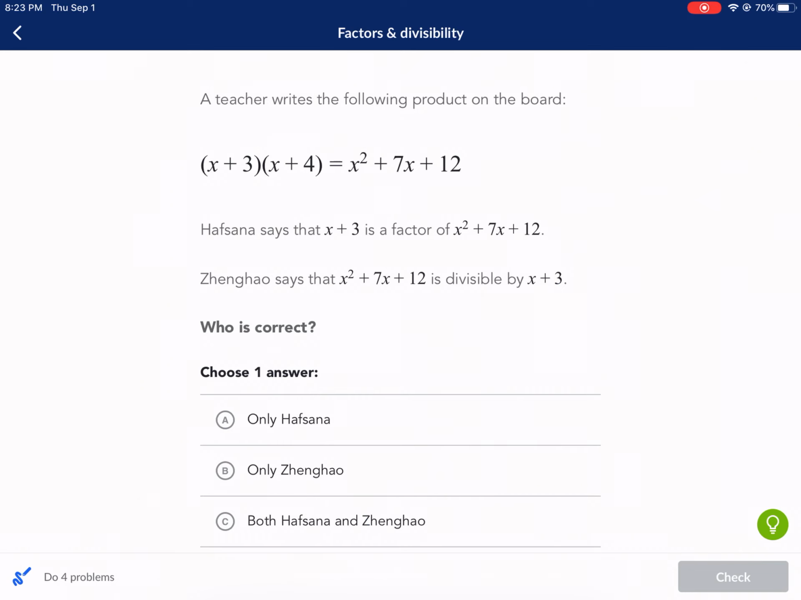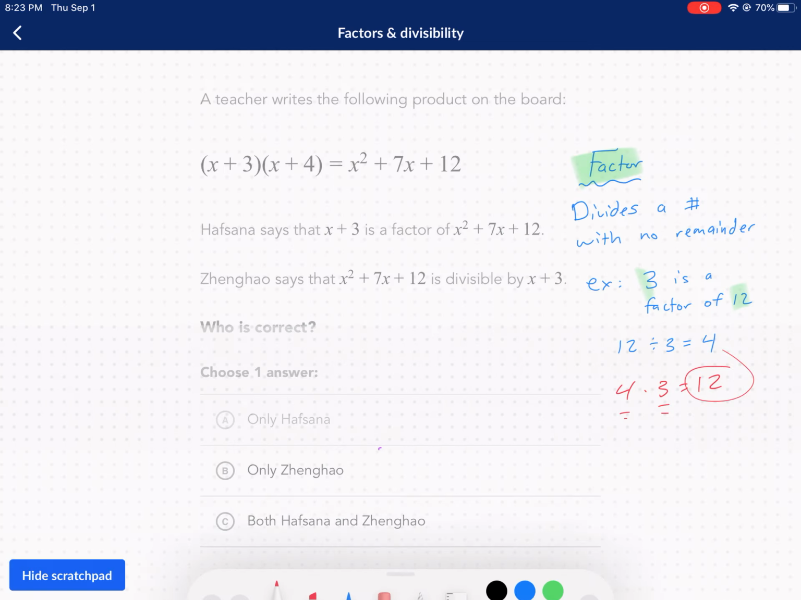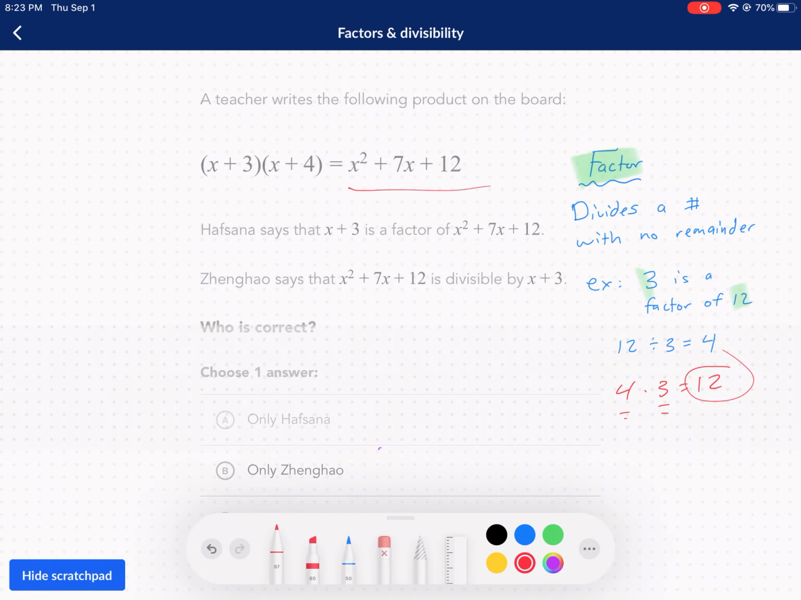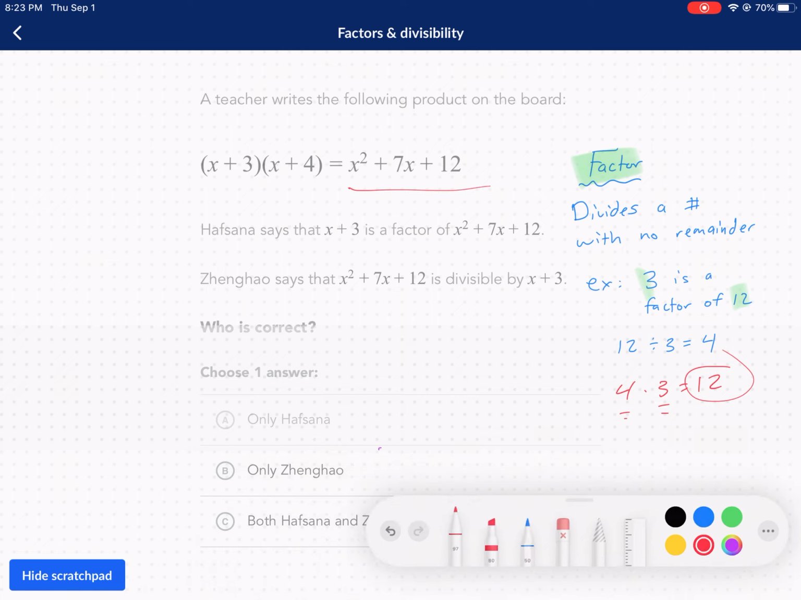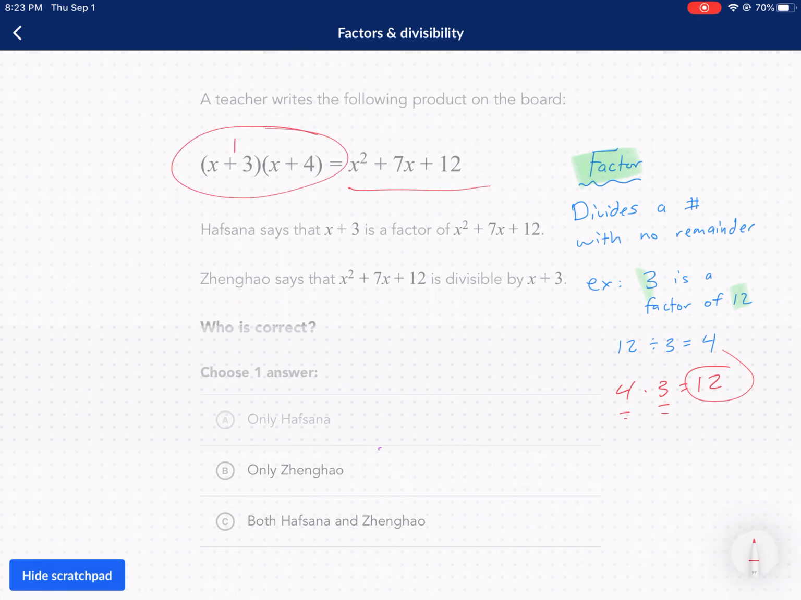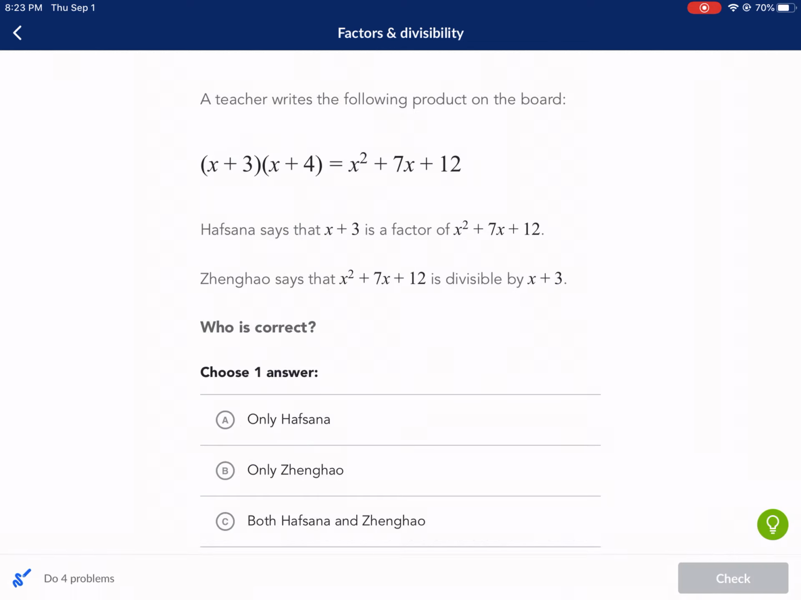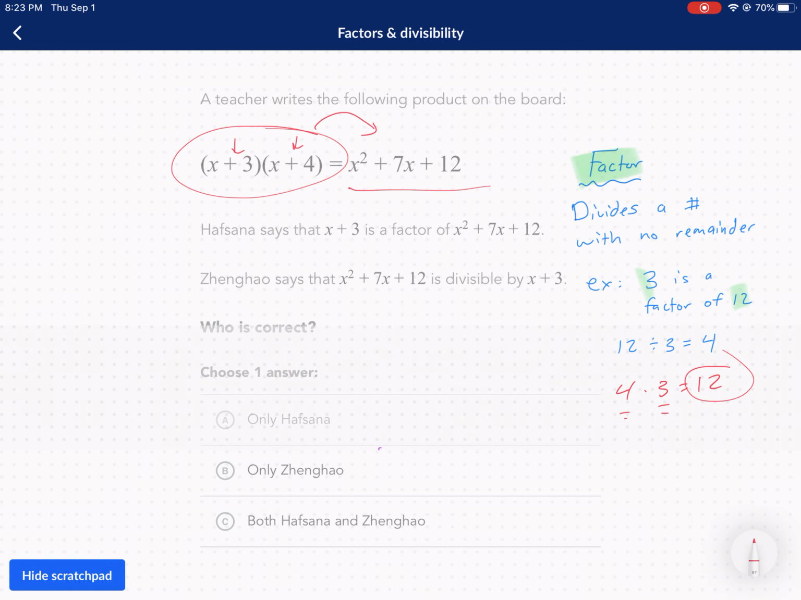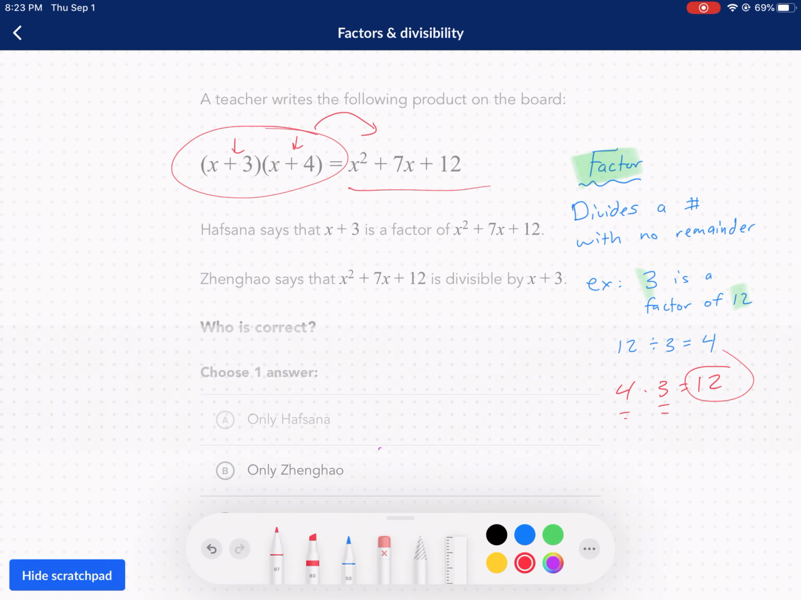Same thing with expressions like this. So we have x squared plus 7x plus 12. If we multiply these two factors together, that expression times that expression, those two binomials multiplied together will give us that larger expression. So each one of these separately, and I'm going to highlight them in just a moment, is considered a factor. So x plus 3 is a factor, and x plus 4 is a factor.